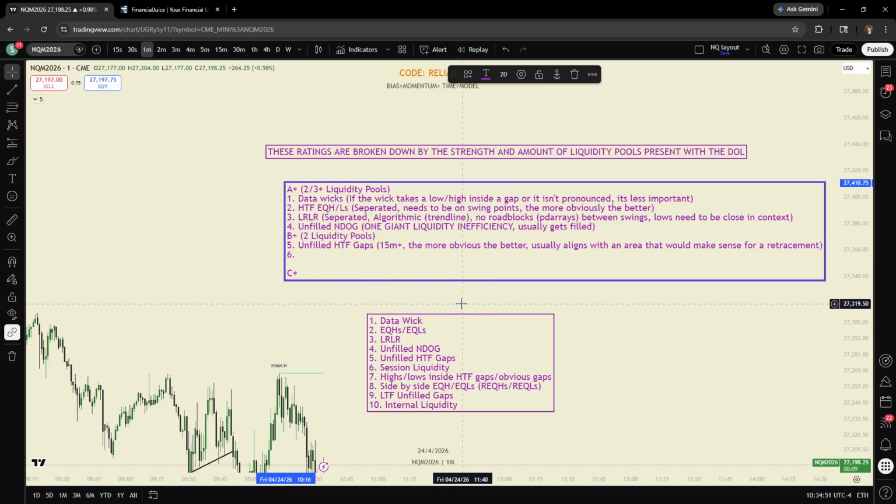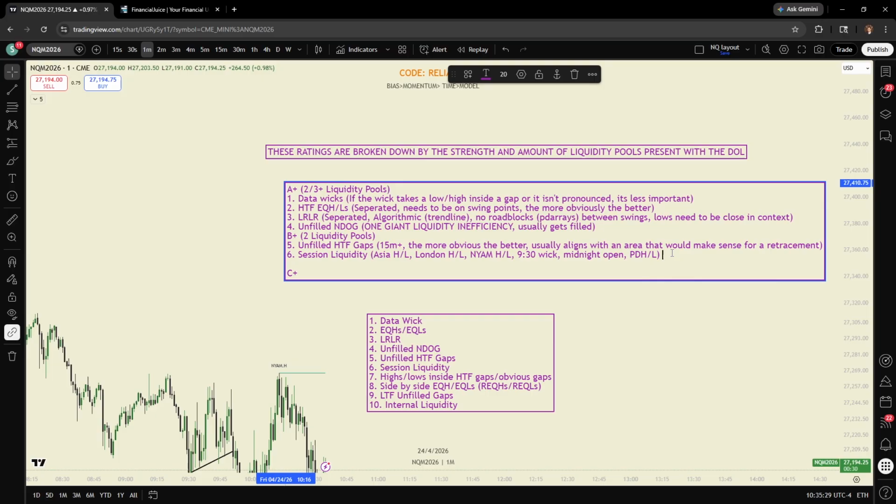Number 6, session liquidity. This is where we get into Asia high, Asia low, London, New York AM, etc. This is also your 9:30 wick, your midnight open, whatever else. But these Asia high, London high, previous day low, all that.